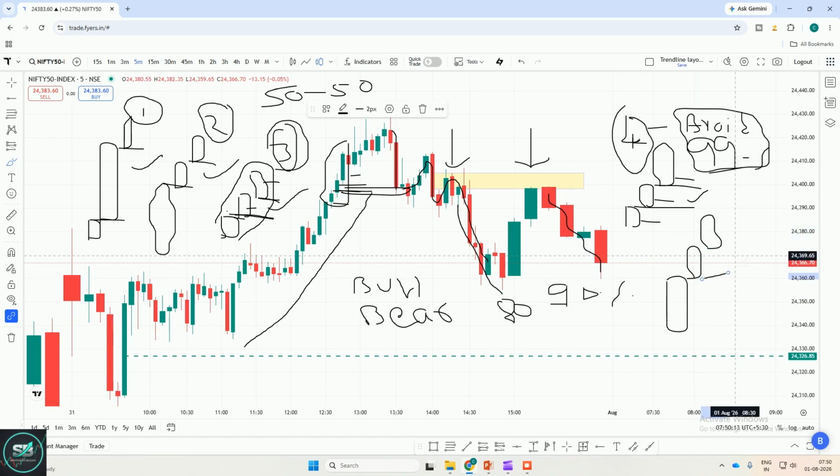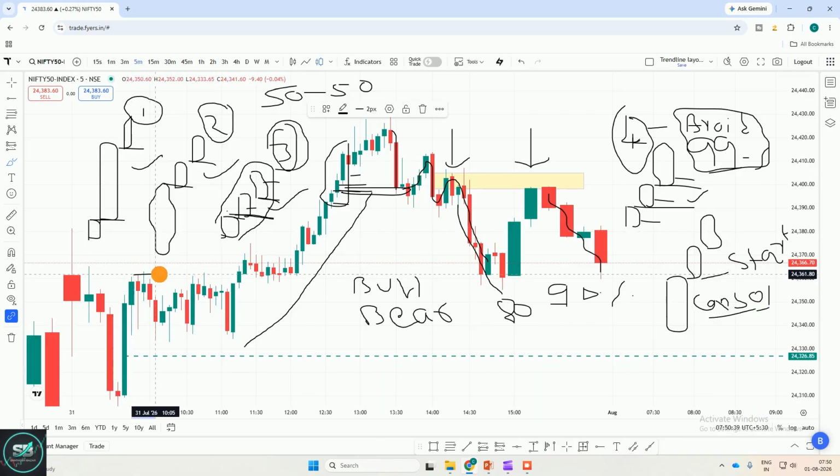So at the start of the trend, or consolidation breakout. When it is breaking consolidation, then it is going to form this kind of FVG. First candle will be a big, second candle will be a small, and third candle will be a small.